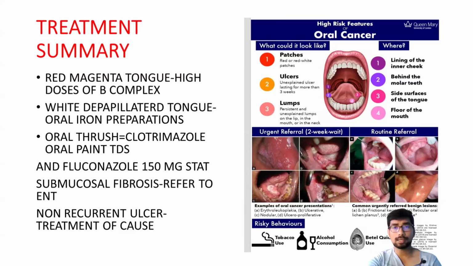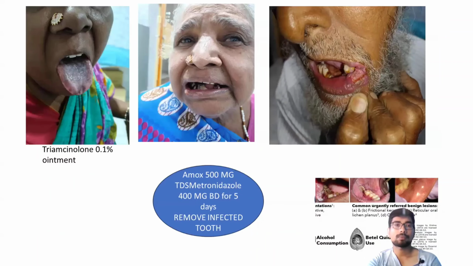Red or red-white patches, ulcers, unexplained ulcer lasting for more than 3 weeks, lumps, persistent or unexplained lumps on the lips, in the mouth, or in the neck, in the lining of the cheek, behind the molar teeth, side surface of the tongue, and floor of the mouth. Urgent referral. Examples of oral cancer: erythroleukoplakia, ulcerative, nodular, and ulceroproliferative. Common referred benign lesions are frictional keratosis, lichen planus, and oral mucosa. Risk behaviors: tobacco use, alcohol, and betel nut usage.